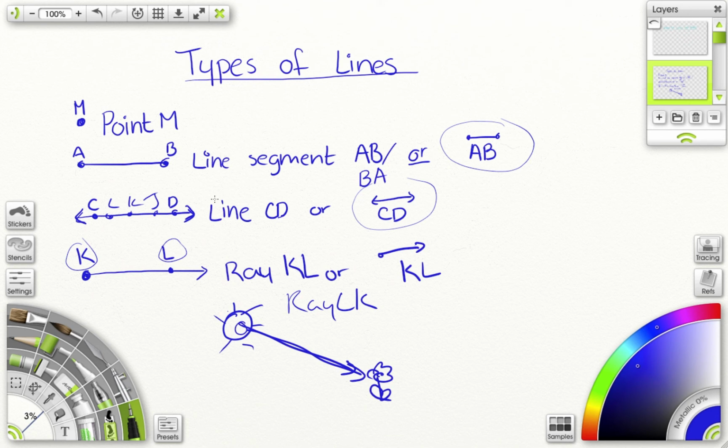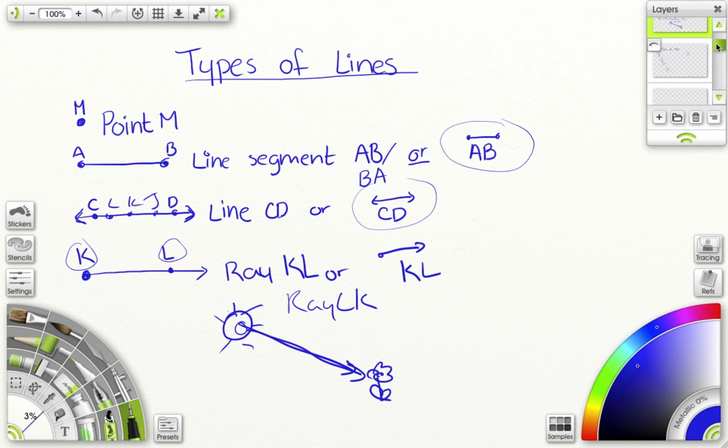But normally when people write them out, of course, they write them left to right because that's the way we read. So that's it. You're going to have one worksheet that's going to give you types of lines. I think there's only 9 or 12 of them on there. You basically write out line segment AB or line CD or ray KL or whatever the letters are. And that's it. That's all you have to do.